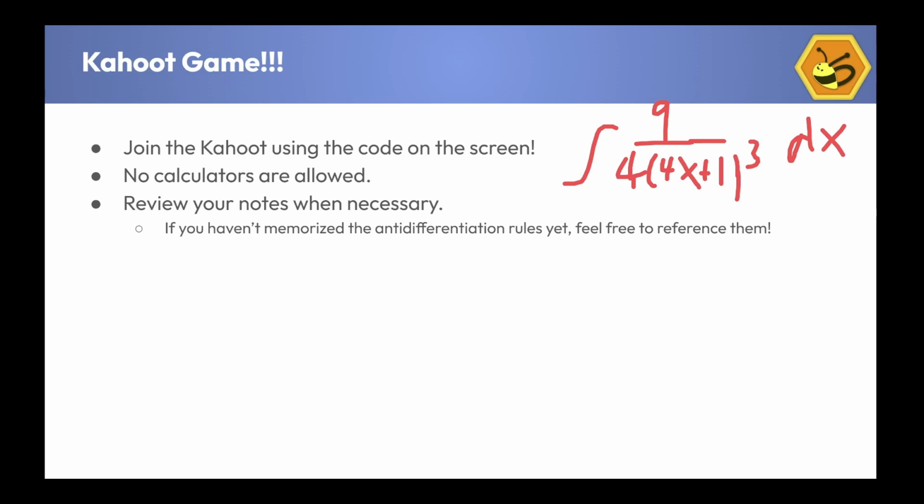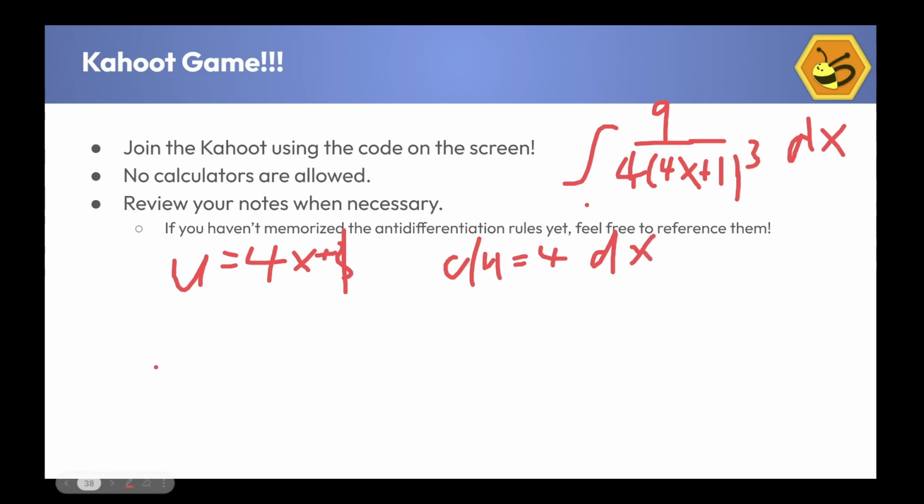Correctly, this should be the integral of 9/4 times (4x plus 1) to the power 3 dx. We can do u substitution. u is 4x plus 1, sorry, so du will be equal to 4 dx. First of all, I need to pull the constant 9/4 out of this, and then times 1/4.